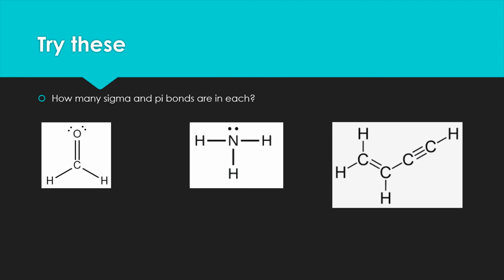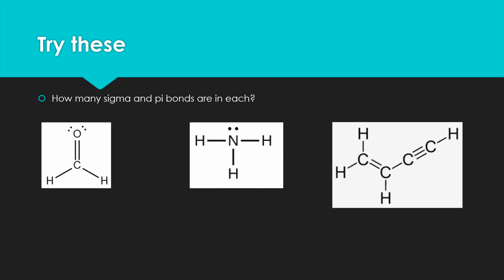So let's take a look at counting how many sigma and pi bonds are in each chemical. This is the type of question that might be asked on the AP test, typically a multiple choice question. It might ask which chemical has pi bonding or which chemical has a certain number of sigma bonds, that type of thing. So we just need to be able to identify them and count them.